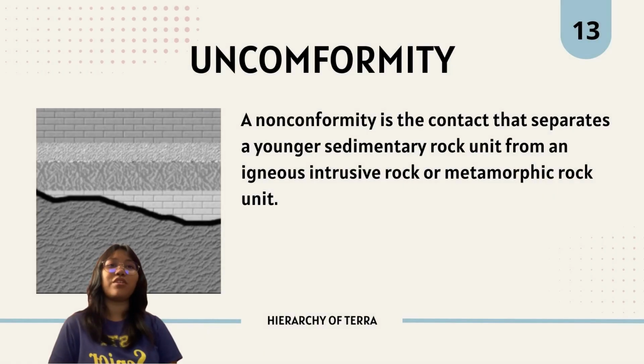The second type of unconformity is nonconformity. A nonconformity is the contact that separates a younger sedimentary rock unit from an igneous intrusive rock or metamorphic rock unit. A nonconformity suggests that a period of long-term uplift, weathering, or erosion occurred to expose the older, deeper rock at the surface before it was finally buried by the younger rocks above it. Here's an example of nonconformity.